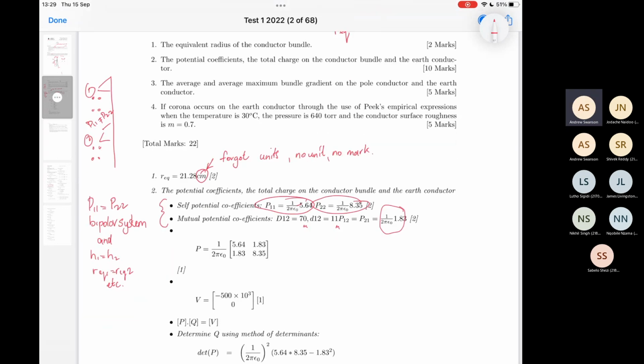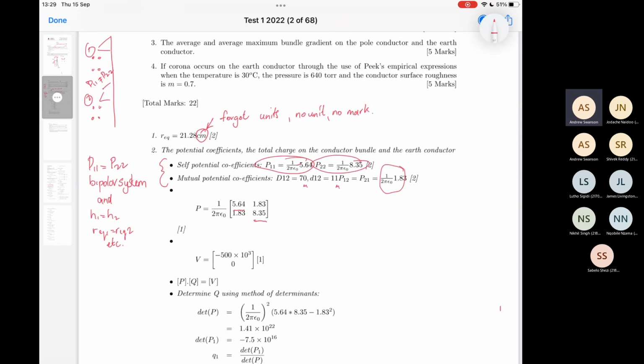Your potential coefficients, you can arrange them as shown here in your matrix. So you'll notice where I've put 5.6 and where I've put 8.35. The next one is where a lot of people went wrong. In your coefficient table, it's P11 over here, P22 over here. So V1 is actually your negative. It refers to the voltage on the first conductor. V2 would be your voltage on the ground conductor.